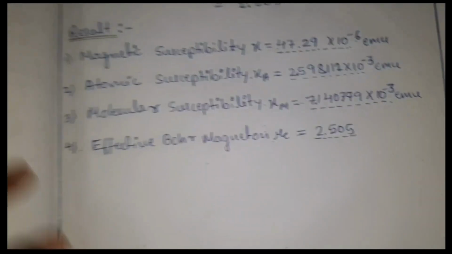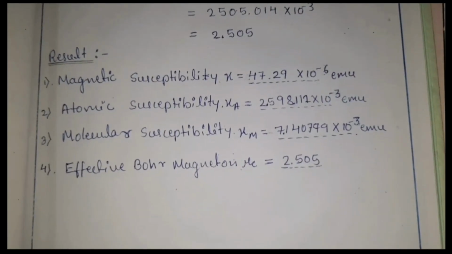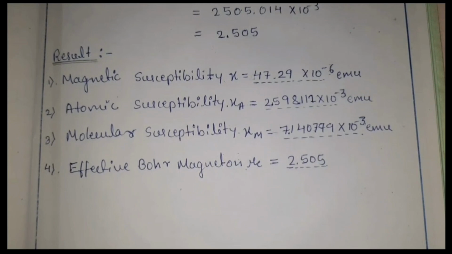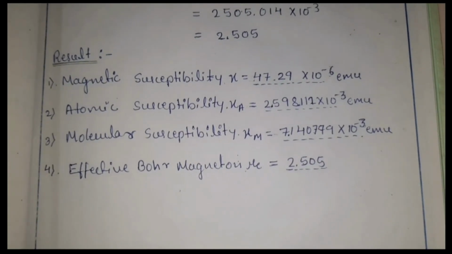At the end you can write the result by putting the values of all the parameters: magnetic susceptibility, atomic susceptibility, molecular susceptibility and effective Bohr magneton.